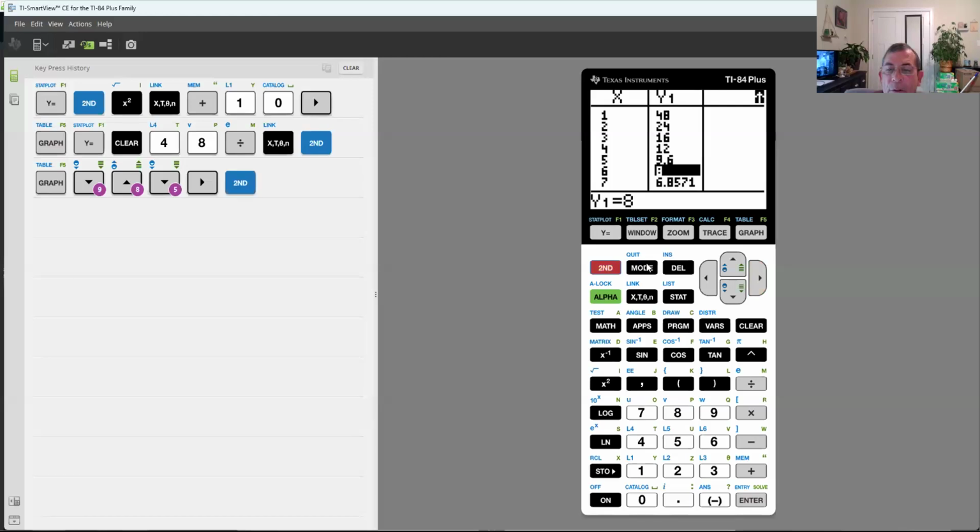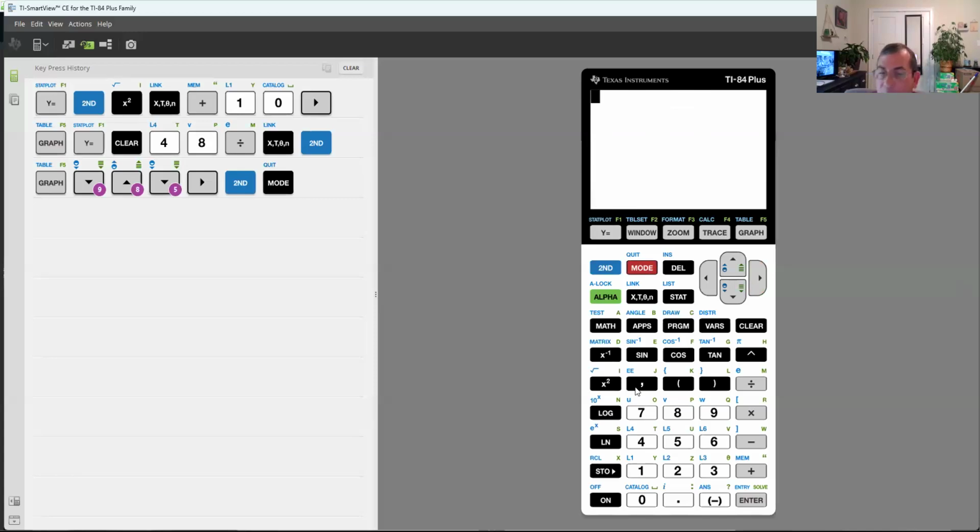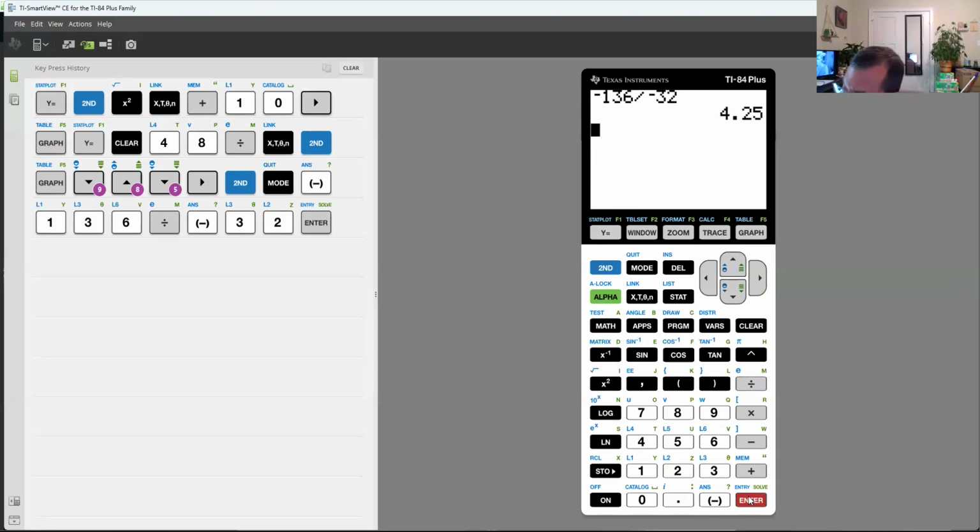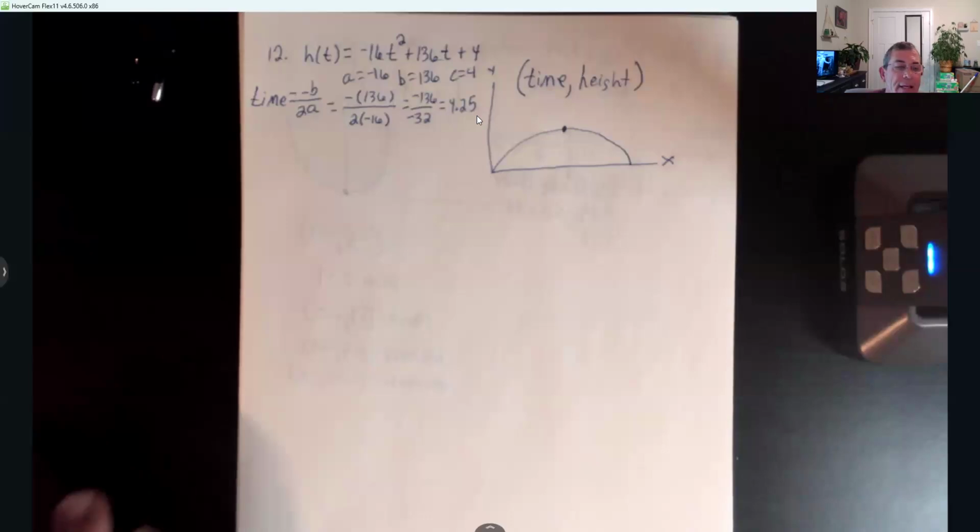So let me go to my regular calculator here. And I had a negative 136 divided by a negative 32. Y'all, that's going to give me 4.25. So that means in 4.25 seconds, my rocket reached its maximum height.